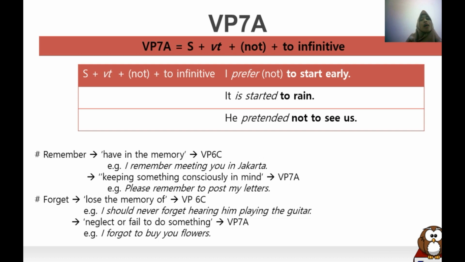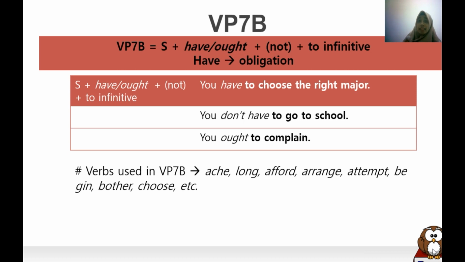For example, I forgot to buy you flowers, meaning that I failed to buy you flowers. Okay. The next one, we have VP7B.